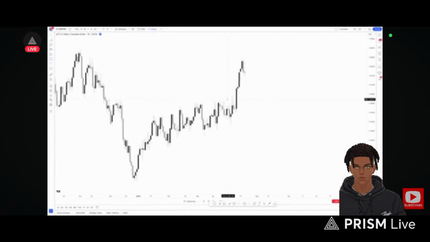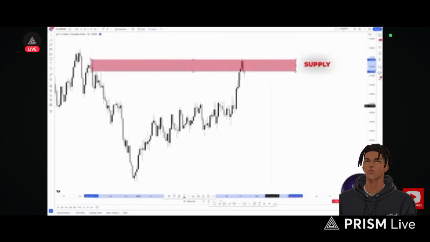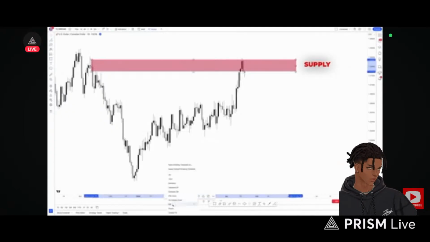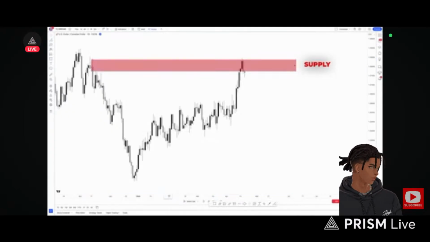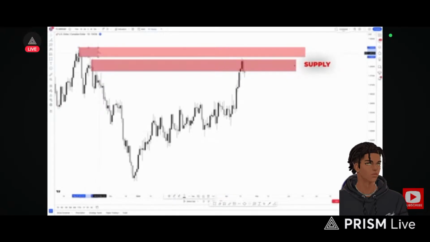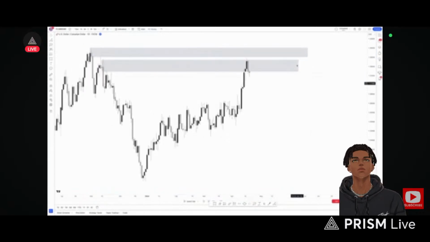So we zoom out a little bit and we can see, clear as day, there is a supply zone somewhere right around here. This will be your supply zone, and then there is also another supply zone all the way up here at this extreme high. Basically there are two supply zones right here.